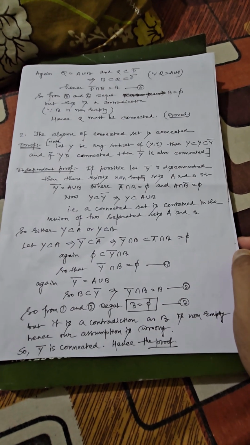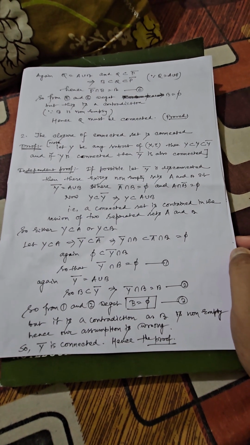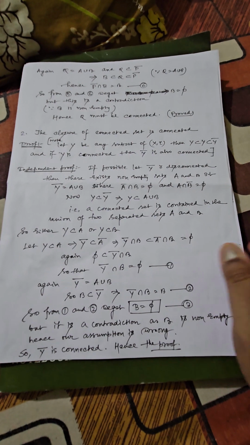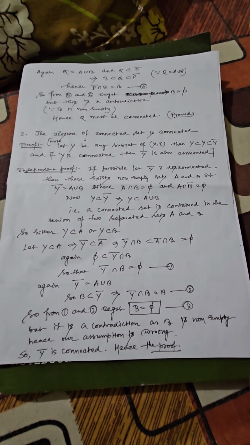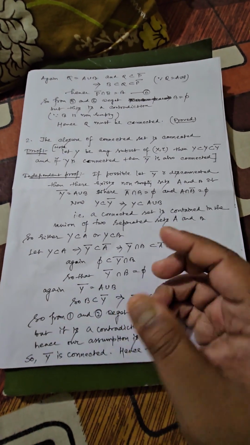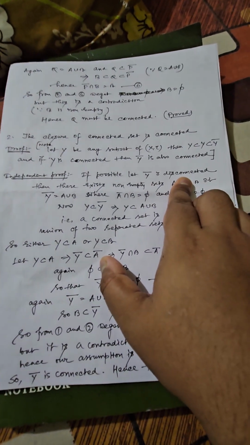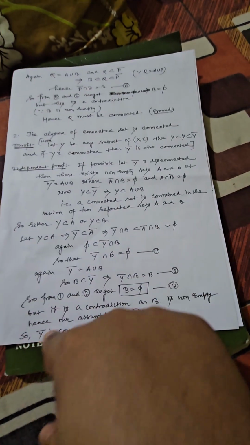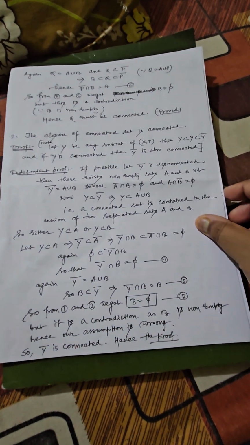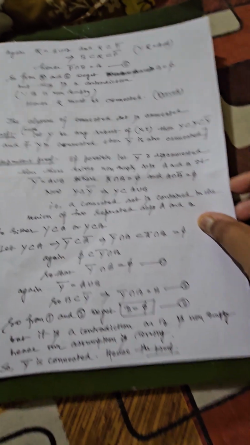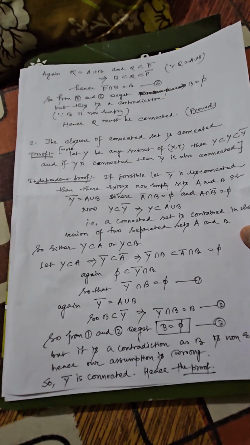But again you are getting a contradictory idea because B can never be non-empty. So our assumption is wrong, and hence the main criteria which is responsible for this false assumption, what was that? Initially you have assumed, if possible, y bar is disconnected. So this is not acceptable, and hence you can say y bar must be connected. So the closure of any connected set is connected, and that's the proof of this theorem.